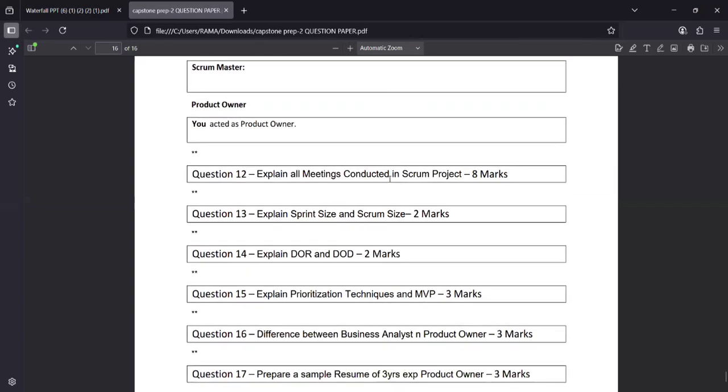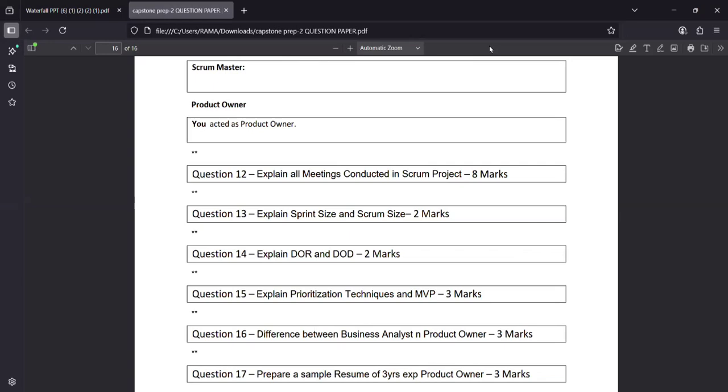Now let us explain all meetings conducted in a scrum project. What are the meetings conducted in a scrum project? Firstly, sprint planning and daily stand-ups, or daily scrum. Then sprint review, sprint retrospective, and backlog refinement, or backlog grooming, as we can call it. Just now we discussed grooming. Now we have to know what sprint planning is.